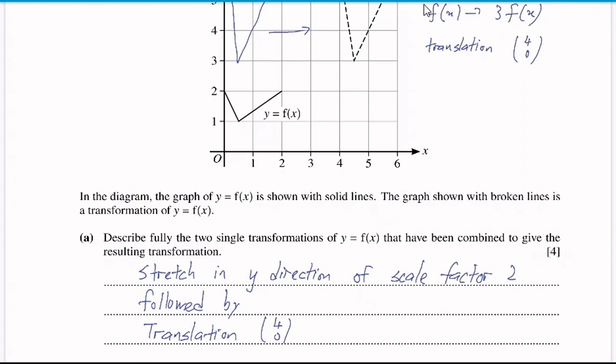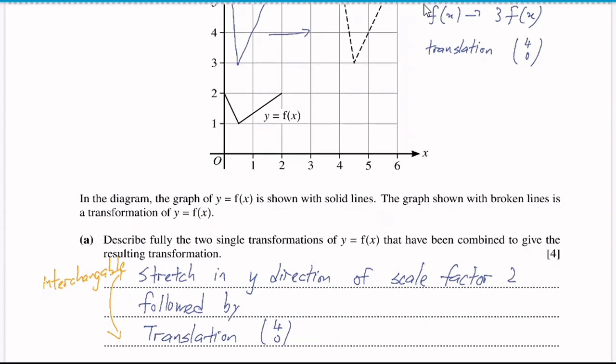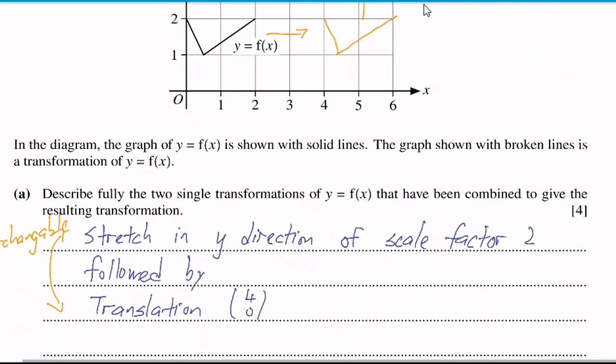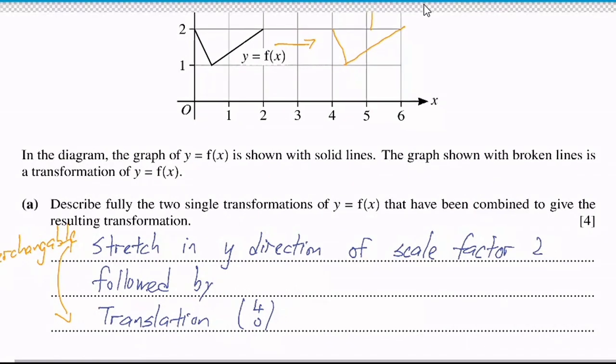In fact, because one is vertical, one is horizontal, it can be interchanged as well. So we check that out. It can be interchanged as well. Okay, so if we do the translation first, the graph will move to here when we do the translation of (4, 0). Then after that you do the stretch. So when you do the stretch, it is the same thing that you get like what I have in the blue curve there. So this one can be stated interchangeably. So that's for part A.